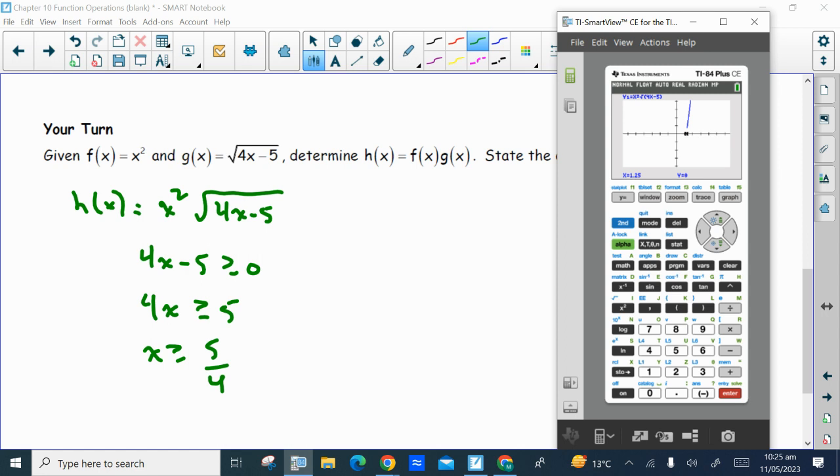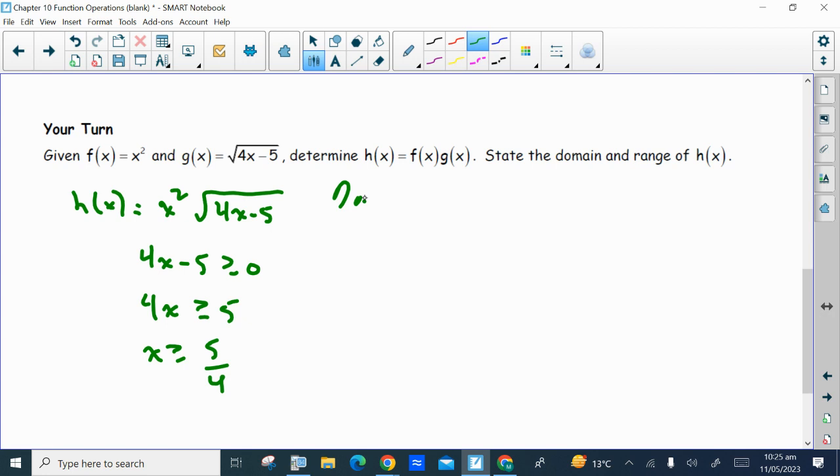That is where this graph starts. It starts at the point 5 quarters, comma 0, because when x equals 5 quarters, the radicand will be 0. The square root of 0 is still 0, and 0 times x squared, well, actually it's 0 times 5 quarters squared, but it doesn't matter because you're multiplying by 0. So that's where this graph starts. It starts at the point 5 quarters, comma 0.